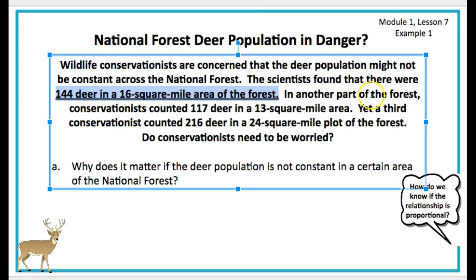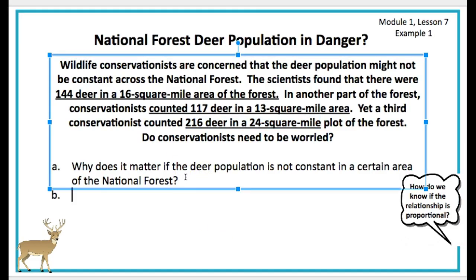In another part of the forest, conservationists counted 117 deer in a 13 square mile area. We'll underline that information as well. Yet a third conservationist counted 216 deer in a 24 square mile plot of the forest. Okay, so we'll go ahead and once again underline that information. Do conservationists need to be worried?